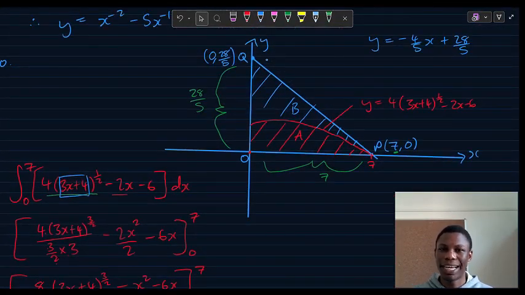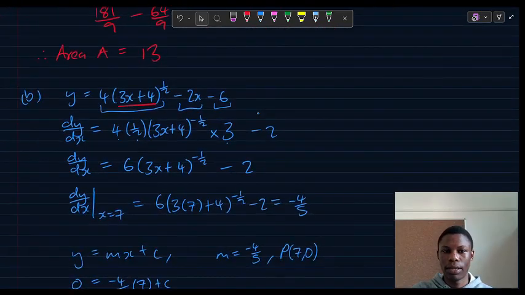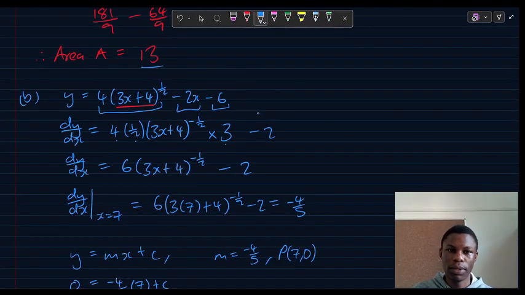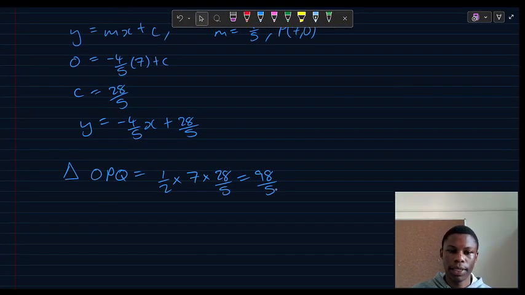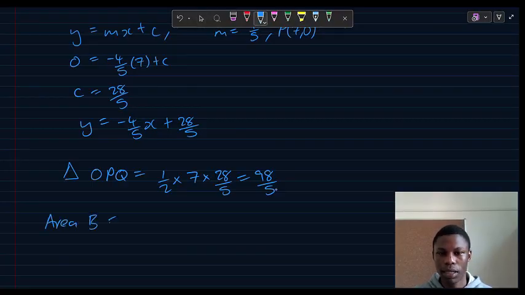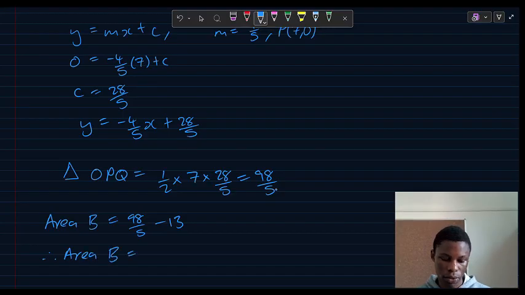But remember, we have to remove the red area so that we end up with just the blue area. So the red area we evaluated in part A to be 13. And so we can say that area B is going to be 98 over 5 minus 13. And so therefore area B has to be equal to 33 over 5. And that's our final answer.